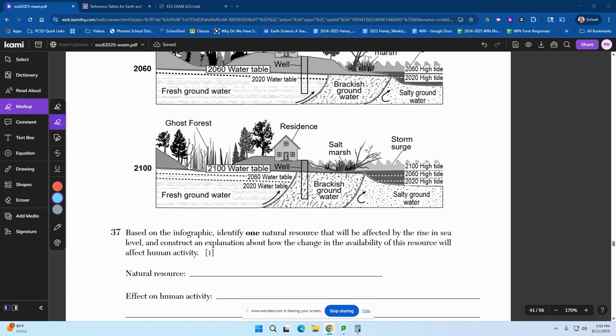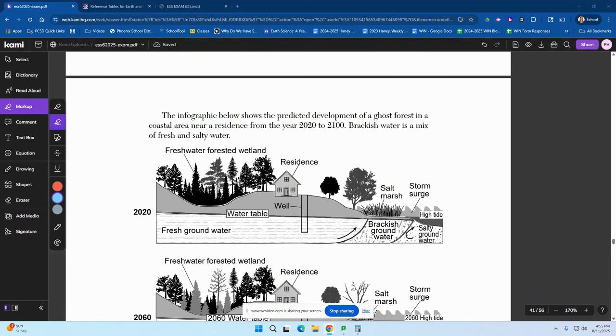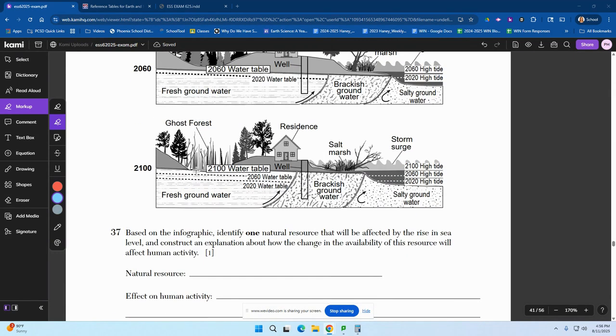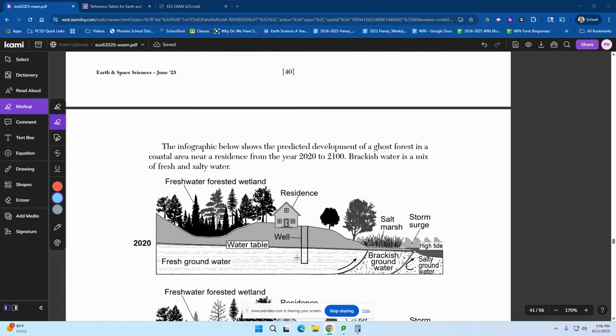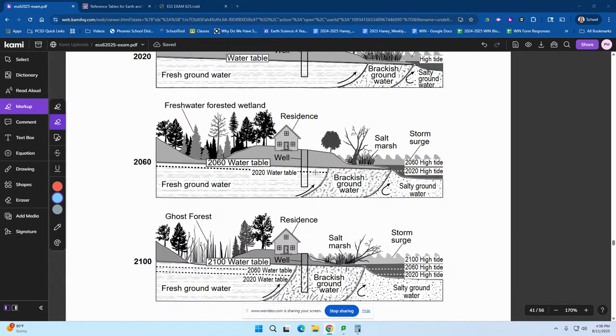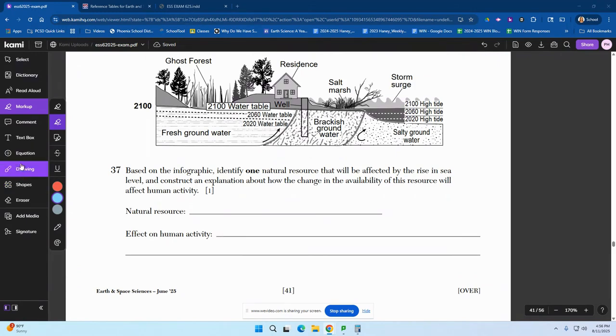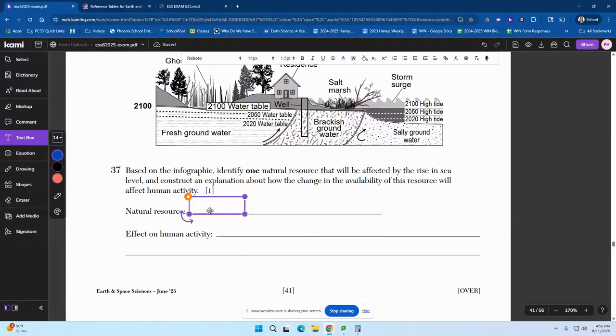Okay. And so I had a couple of choices here. I could talk about the initial change in the forest. So that would be a natural resource. So you could say trees. I could talk about the water, right? So we also have a well here that humans would have needed to use for that fresh water. Okay. So I'm going to give you two things. So you could have said fresh water.